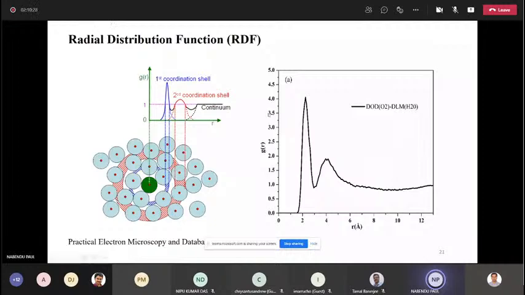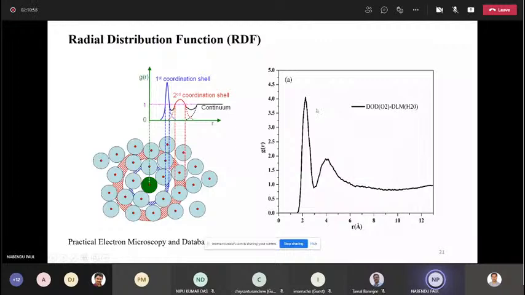On the right side, we have calculated the dodecanoic acid DL-menthol radial distribution function, that is, the HBA and HBD interaction. Here you can see that around 2 angstrom it has a higher peak, and after that around 4 angstrom it has a lower peak, and then it continuously goes to and attains the value of one, that is, no correlation.